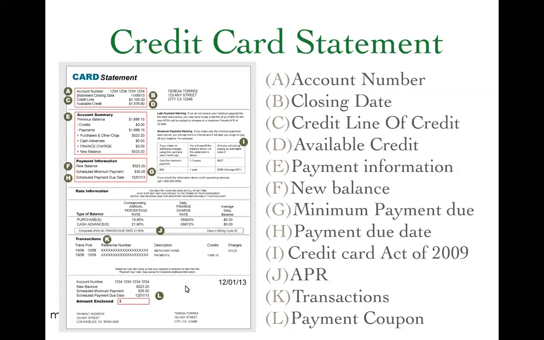Then there'll be a payment coupon here, but honestly, nowadays we don't use this. You don't send in paper checks anymore. You just do an electronic transfer from your bank account to your credit card. Okay.